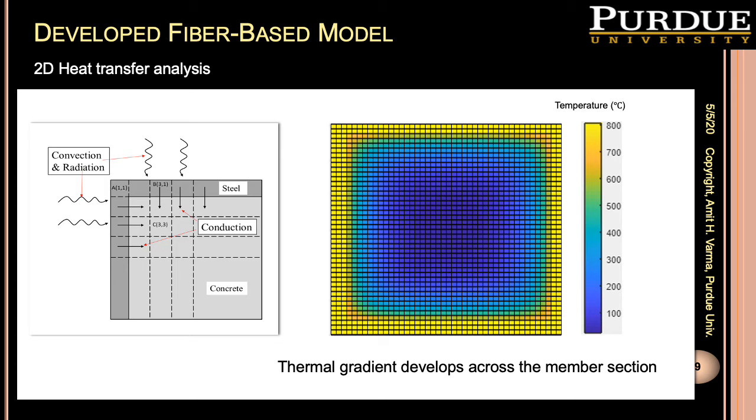This section was heated from four sides. There is a thermal gradient in the cross section where the temperature of the elements closer to the exterior face is higher than the middle of the section. The exterior element's temperature is around 800 degrees Celsius, while the temperature at the middle of the section is less than 100 degrees Celsius.